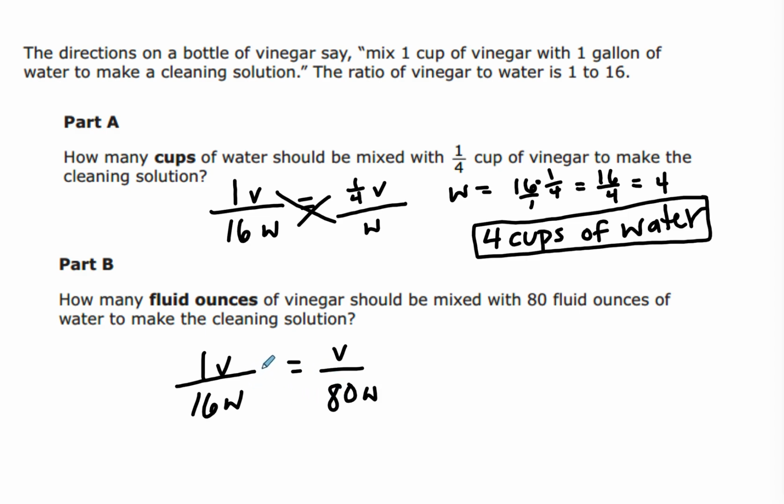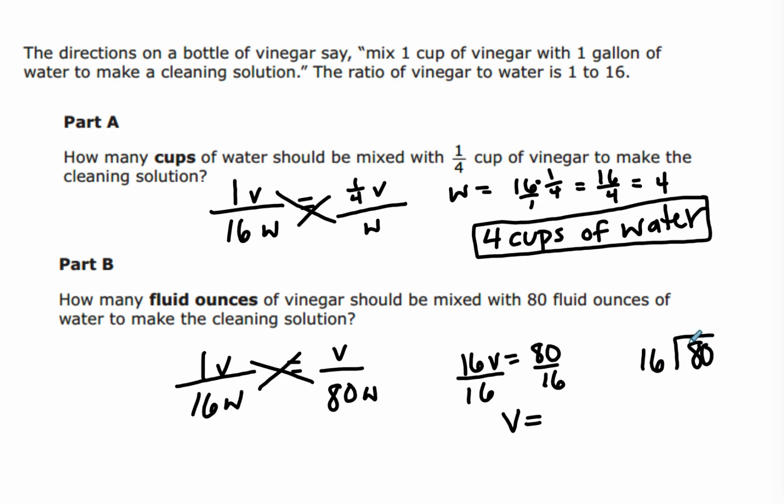Let's see. I think I'll do cross products on this one. 16 times V is 16V. 80 times 1 is 80. I'm going to divide both sides by 16. Vinegar equals, okay, let's see, we've got to do 80 divided by 16.